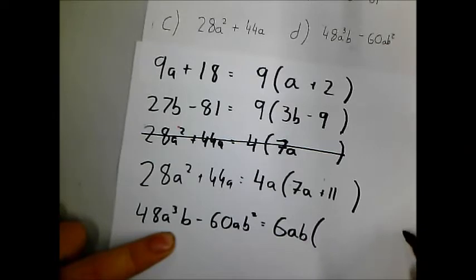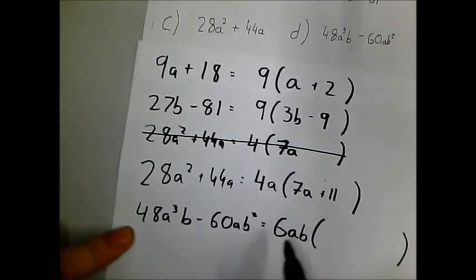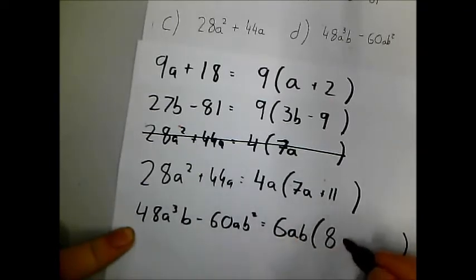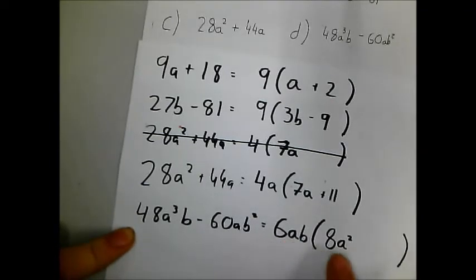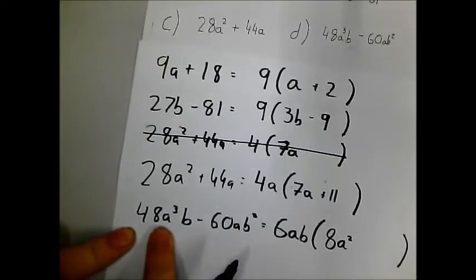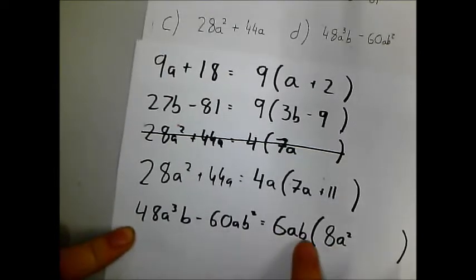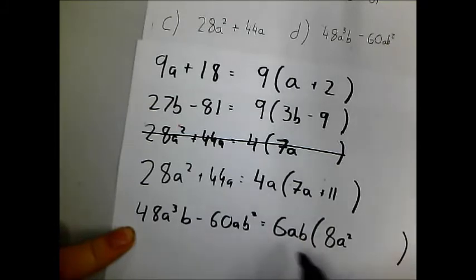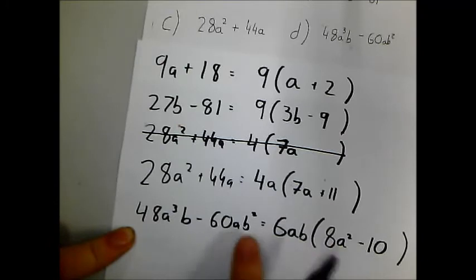Empty brackets. So 6 times what gives us 48? That will give us 8. A times what gives us a cubed? A to the power of 2, because a multiplied by a 2 more times will be a to the power of 3. And then b times what gives us b, we already have it, so no worries there. 6 times what gives us negative 60? That will give us negative 10. A times what gives us a, we already have it. B times what gives us b squared?